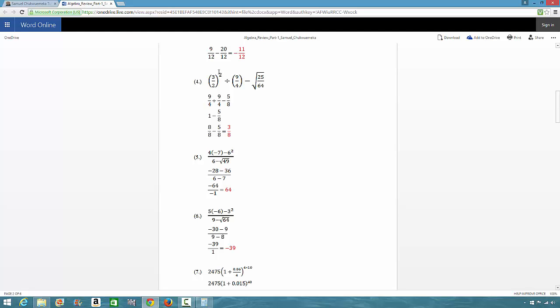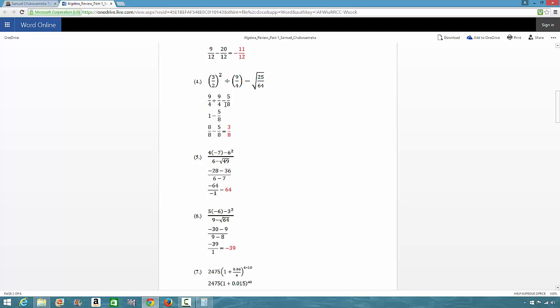Question 4, you have exponent here. 3 squared is 9, 2 squared is 4, divided by 9 out of 4, minus square root of 25 is 5, and square root of 64 is 8. That is the positive square root. We call it positive square root or principal square root.